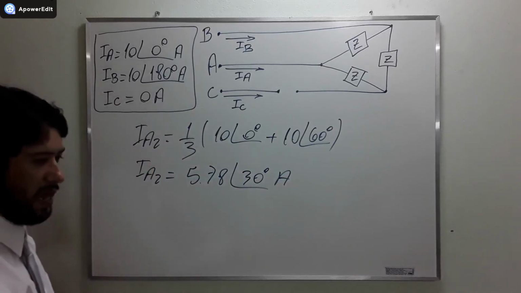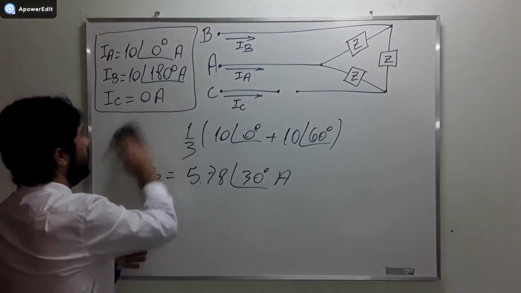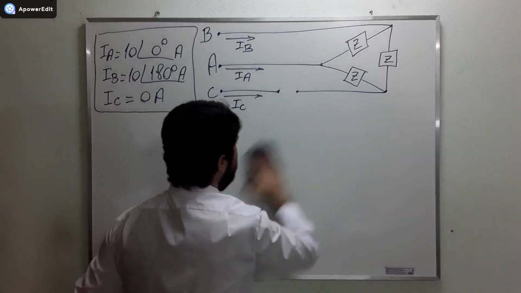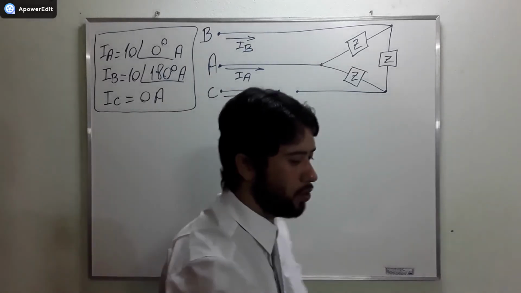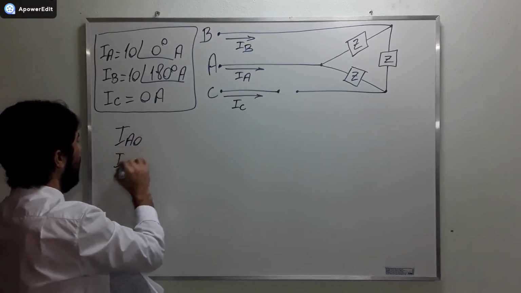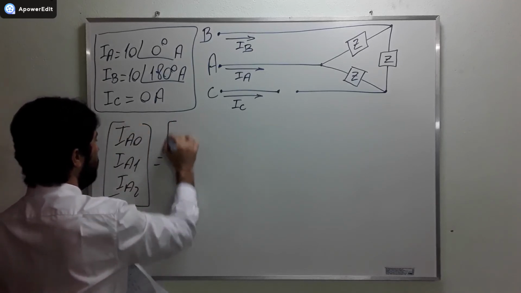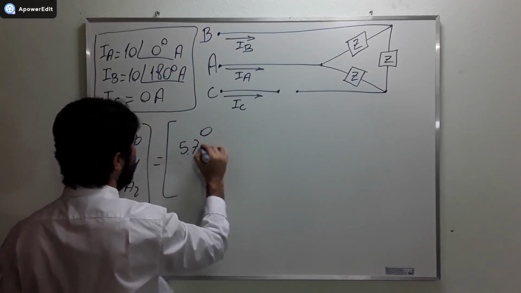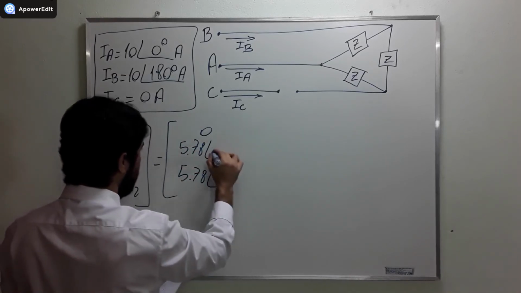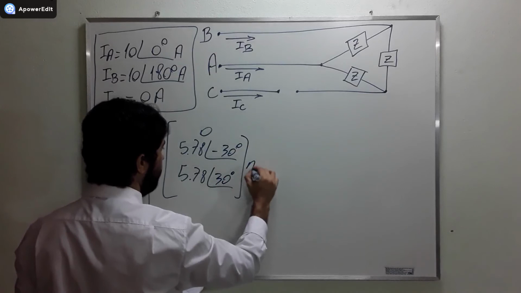Okay, now we have everything that we needed. We don't need to calculate much more. We can simply use what we already found. We already found that IA0, IA1, and IA2 are equal to 0, 5.78, 5.78. The first is in the phase negative 30 degrees, the second in the phase 30 degrees, amperes.